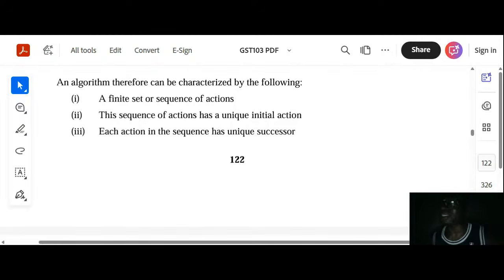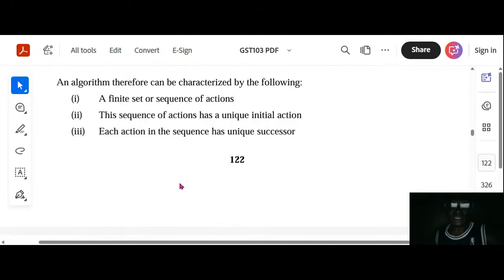When you say something is finite in mathematics, we say it has an end. Infinite means no ending. So if you are teaching your computer how to solve a problem, the steps you prescribe for it must end. It must have an end so that at the end it will give the solution. So the first thing about algorithms is that it must be a finite set or sequence of actions, which means when you do this one, then go to this one, then go to this one, and finally give the answer.